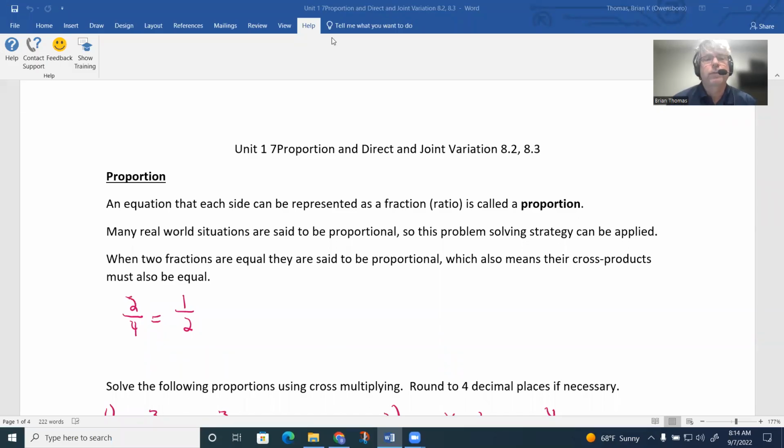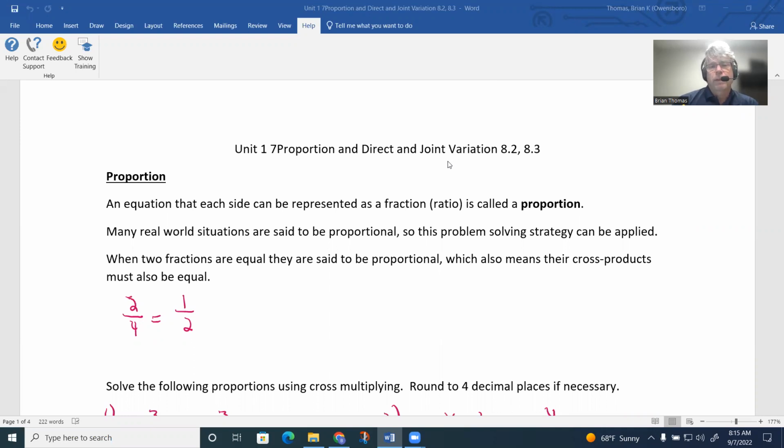So this lesson is going to be lesson 7 from unit 1. This is going to involve proportion and direct and joint variation. So this is from chapter 8. This is going to be sections really 1, 2, and 3. So away we go here.